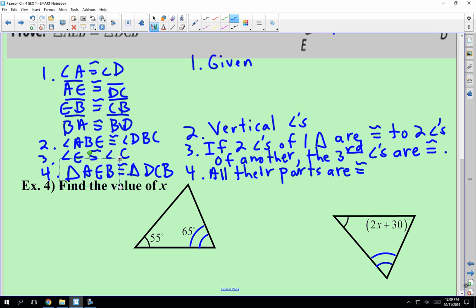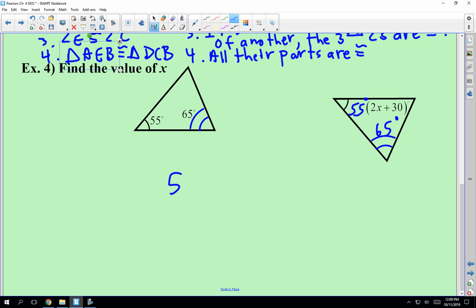All right, number 4 is an application of that third angles theorem. Just based on the markings here, I've got a 55 there, so that would make this a 55. I've got a 65 there, that makes this a 65. What must be true about all 3 angles inside a triangle? They add up to 180. So you've got 55 plus 65 plus 2x plus 30 has to equal 180. And then we're left with a little bit of algebra to do.